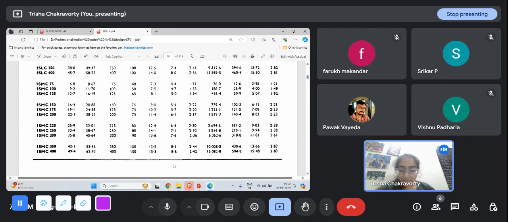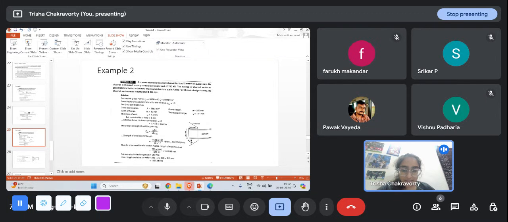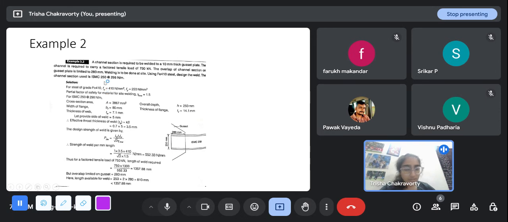So since this is ISMC 250, we know that this will be 250 mm. Don't just assume that because this is 250. We are not sure that for all kinds of sections 250 will be the depth, though it generally is. This is 250. This overlap is 280, so this will be 280, 280. If you are welding this channel on top of this gusset plate, you will weld along this and this. Anyway, let's see the question.